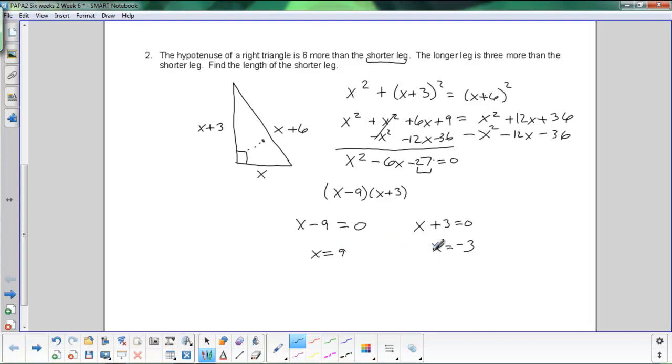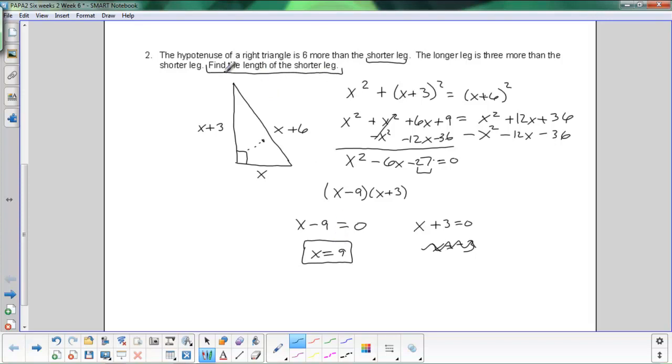Again, we are going to eliminate the wrong choice. Negatives don't work in distance. Therefore, the answer is x equals 9. Let's go back and reread to make sure that we have found what we need. The length of the short leg is 9.